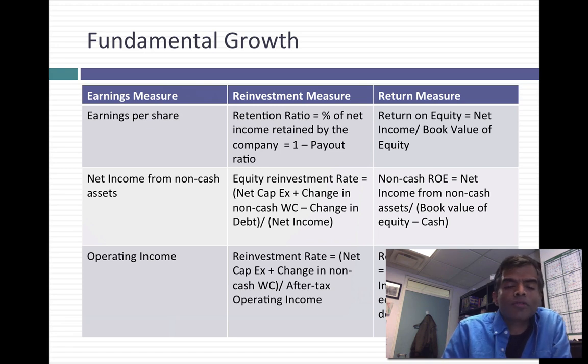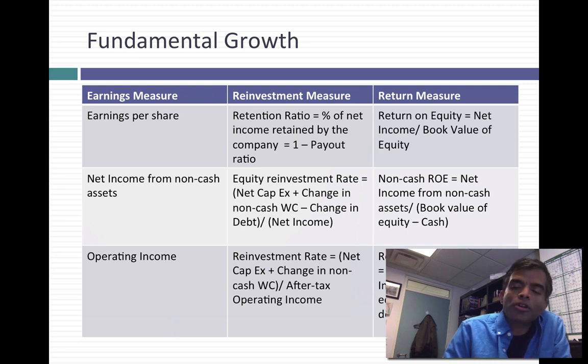When you're talking about net income from non-cash assets, there's a mild difference. Instead of using the retention ratio and assuming that everything you don't pay out in dividends is reinvested back in the operating assets of the company, you actually explicitly estimate how much you reinvest by looking at net capex and change in working capital. And because you're concerned about equity, you subtract out the amount of that reinvestment that came from debt and divide by net income. So that number, unlike the retention ratio, which cannot be below zero and cannot exceed 100%, equity reinvestment rates can be negative numbers for companies that are shrinking, and they can be greater than 100% for companies that are reinvesting huge amounts.